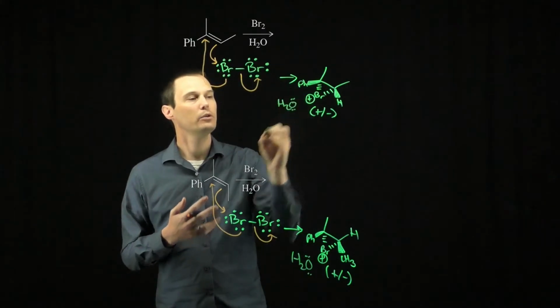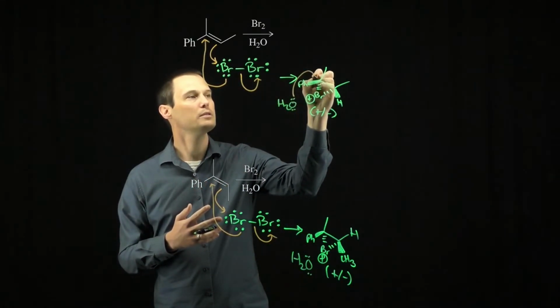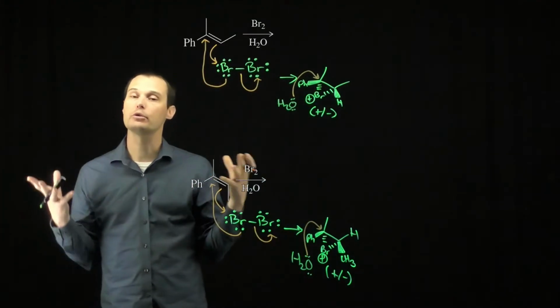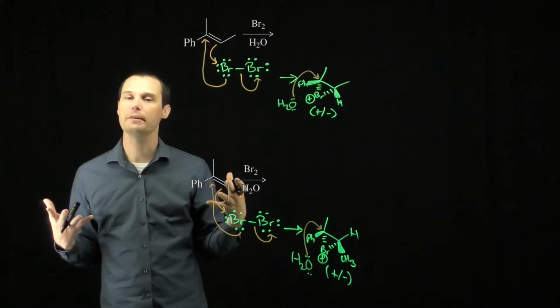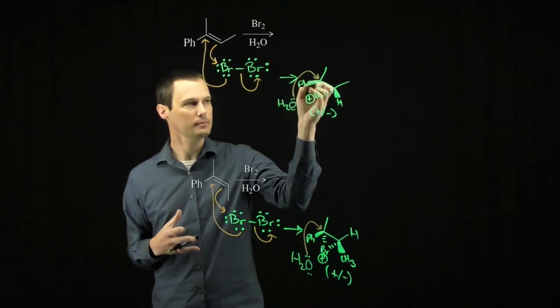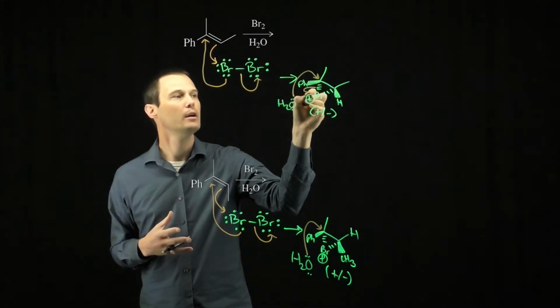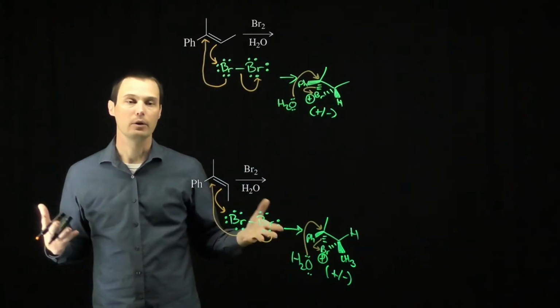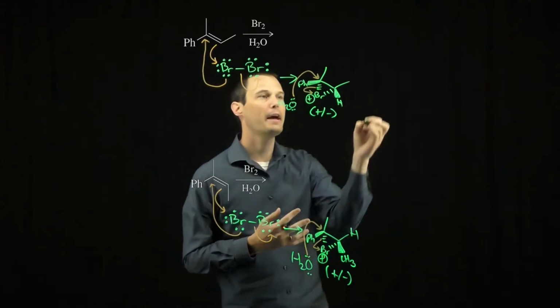The water will use a lone pair of electrons to attack the more substituted carbon of the bromonium ion. That's the carbon with the larger partial positive charge. It's the more electrophilic carbon of the bromonium ion. That built up too much electron density around carbon, so we break the carbon-bromine bond and give electrons to bromine, neutralizing its positive charge. We'll draw that intermediate next.